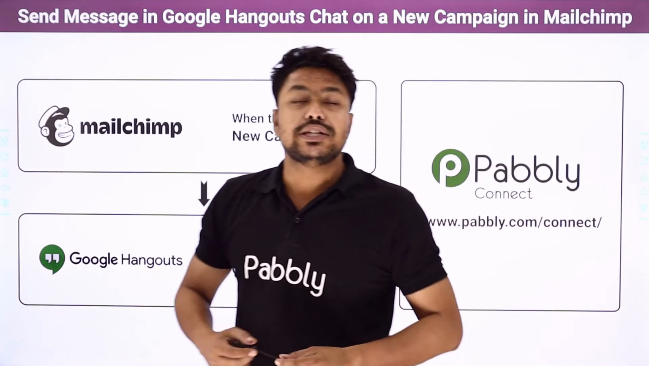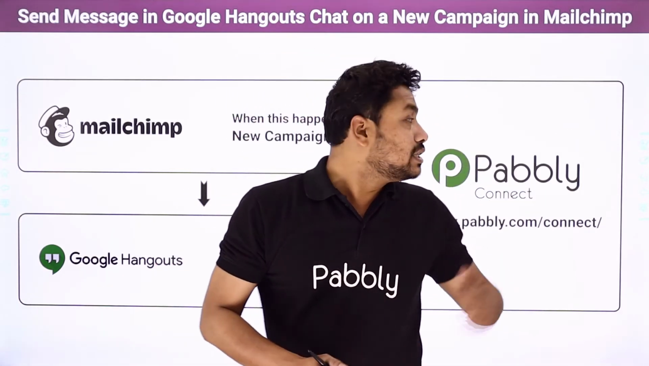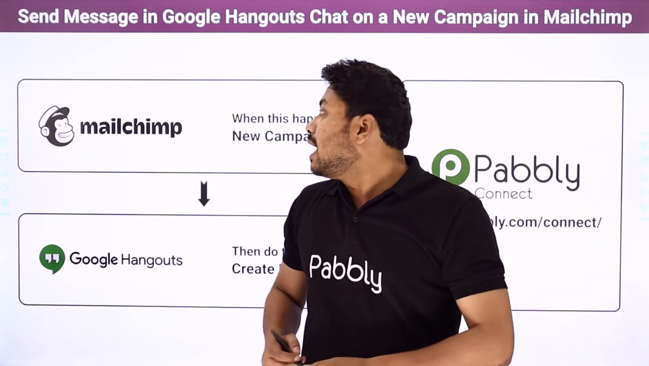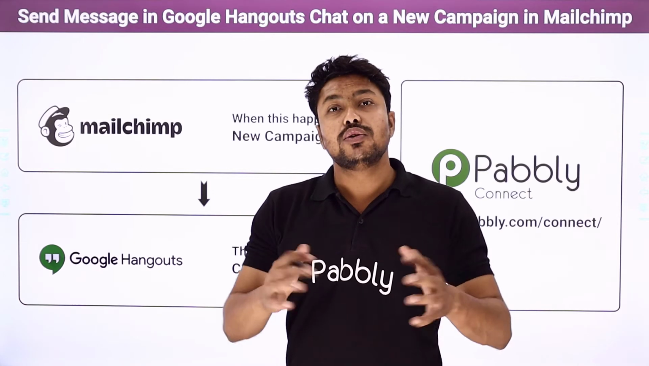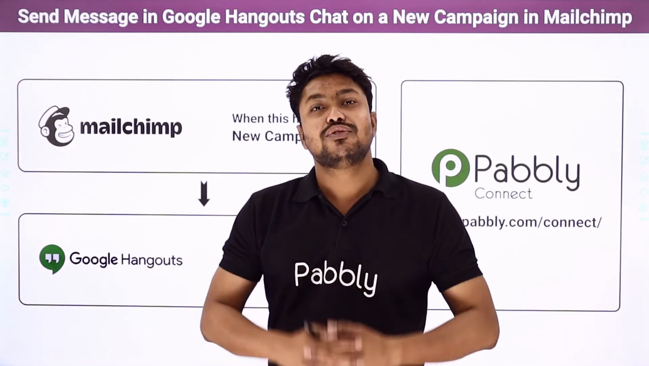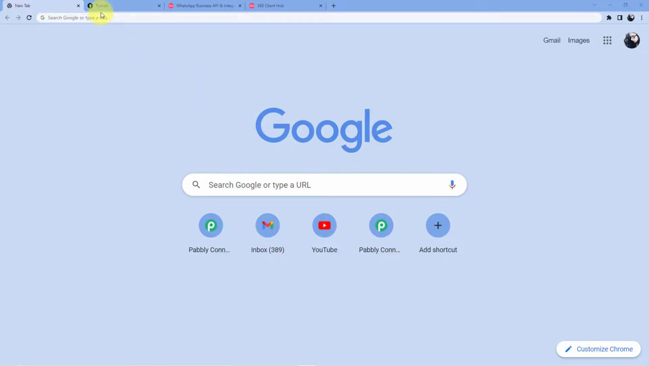Now, to do this automation, we are going to use an integration and automation service, Pably Connect, which will help us connect MailChimp and Google Hangouts together. Now, if you want to learn how to do this automation, you have to come with me to the screen. And we are back at our screen.